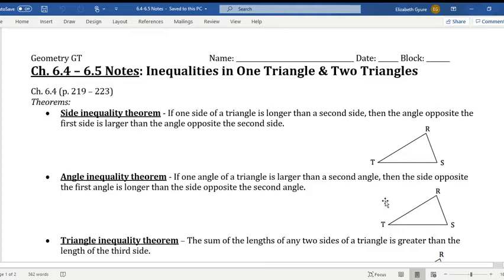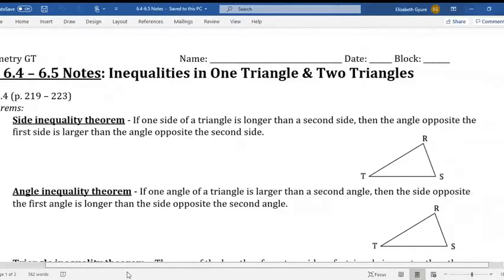So now we're going to be looking at inequalities, specifically comparing sides and angles in one triangle and comparing sides and angles in two triangles. So we got a couple different theorems. 6.4 starts on page 219 in your textbook. This is where these theorems are.